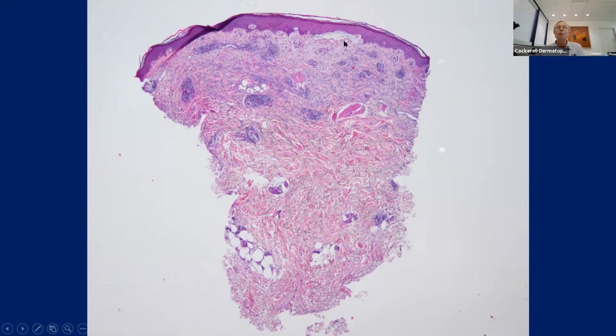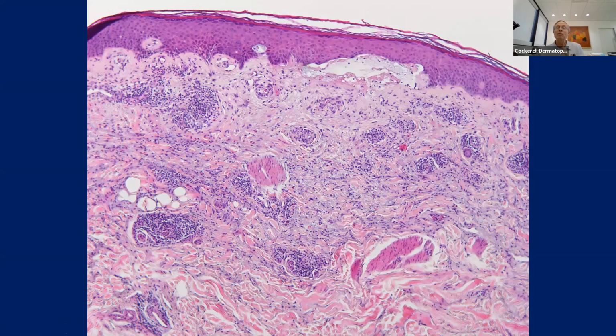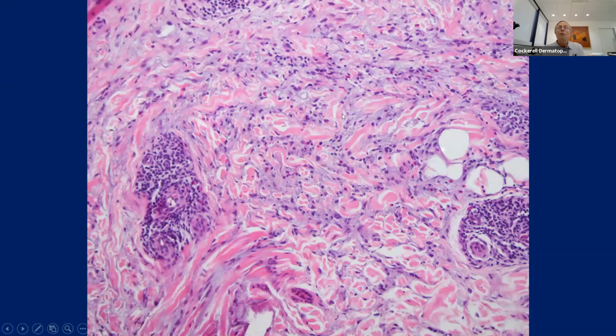So superficial perivascular and interstitial infiltrate, and notice at low power that the interstitial infiltrate is comprised of cells that are different than the cells around the blood vessels. Even at low power, these are dark and blue and black, so they're probably lymphocytes. These cells that are interstitially here are paler, so they're probably histiocytes. So at low power, you see lymphocytes around the blood vessels and histiocytes interstitially, and as we go to even higher magnification, there's some mucin here.